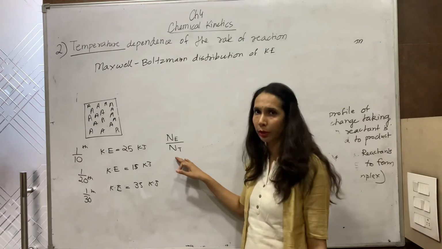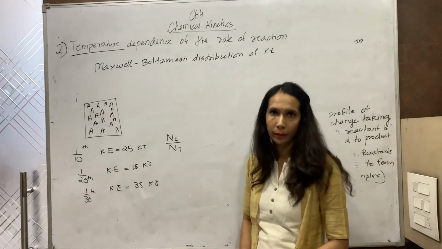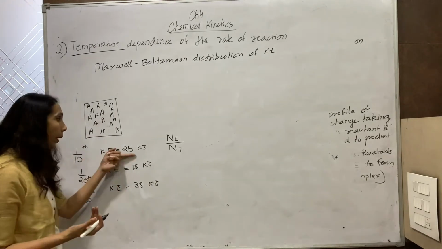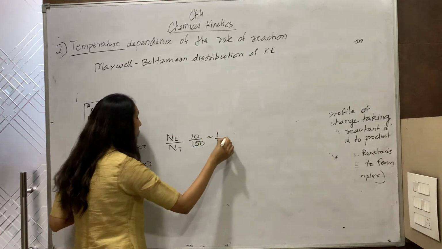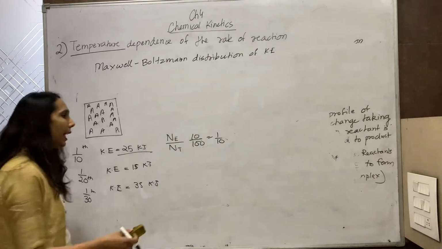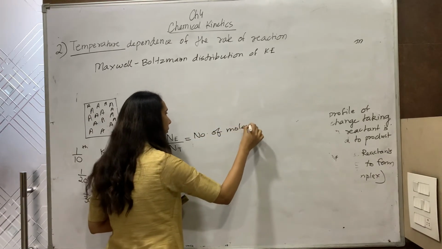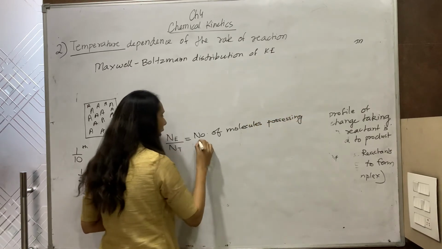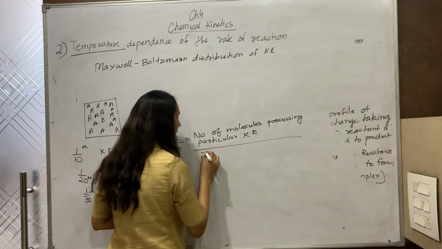How do we calculate the fraction? Number of molecules possessing a particular kinetic energy upon total number of molecules. So I say, suppose out of 100, the number of molecules that possess 25 kilojoules of kinetic energy is 10. So 10 by 100 is 1 by 10. So that means 1/10 of the molecules possess a kinetic energy of 25 kilojoules. So what is Ne upon Nt? It is equal to number of molecules possessing a particular kinetic energy upon total number of molecules.